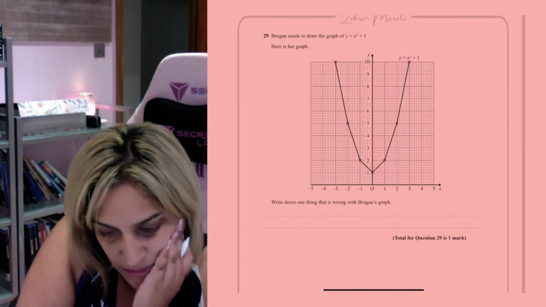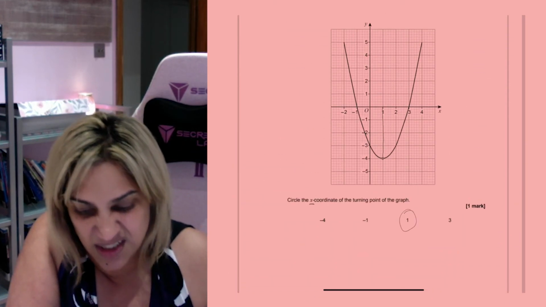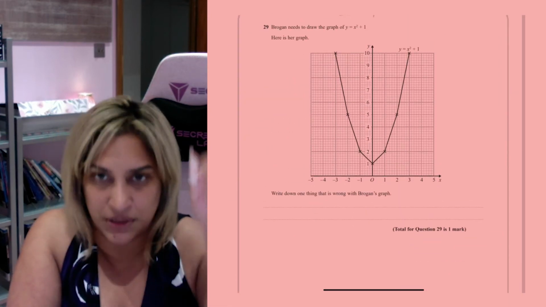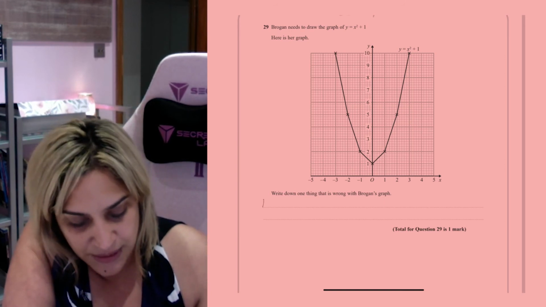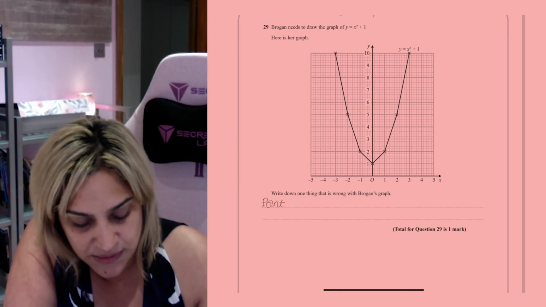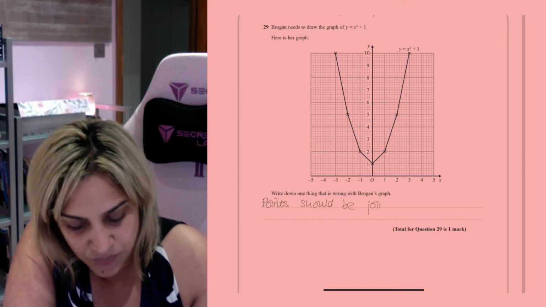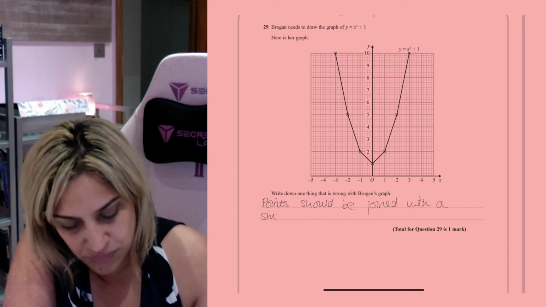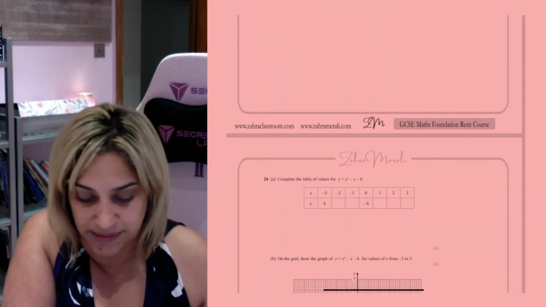Okay, what's wrong with this graph? Well, compare it to this graph. So here we had a beautiful curve. Whereas here, it's all just lots of lines. So you'd have to say the points should be joined with a smooth curve. And you could say it's wrong because it's disjointed, anything like that.